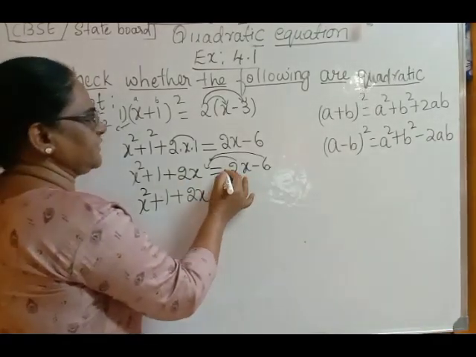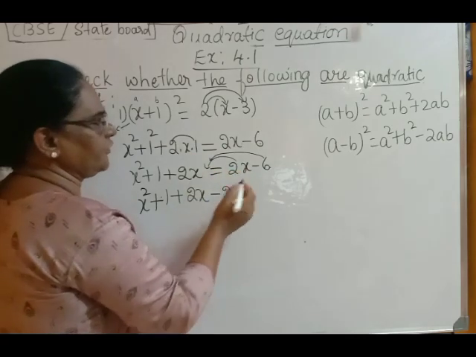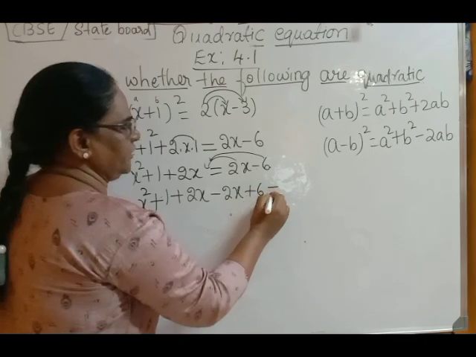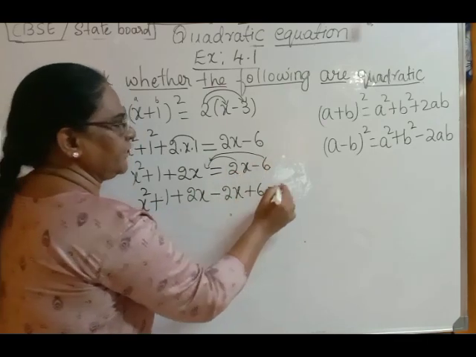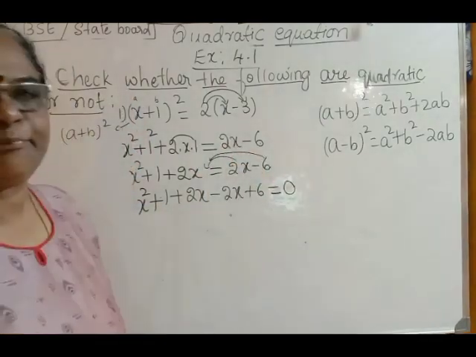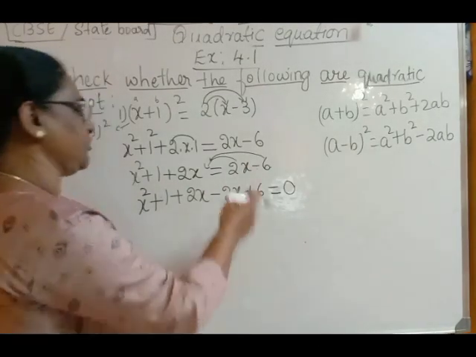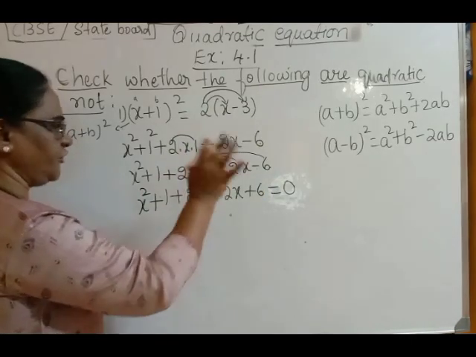Here 2 is having plus sign, I will bring it here, it becomes minus. Minus 6, bring it here, it becomes plus 6, is equal to, on the right hand side you have nothing left out, so I will put it as 0. Okay, you understood this step? Just interchanging the terms, you have to shift it.